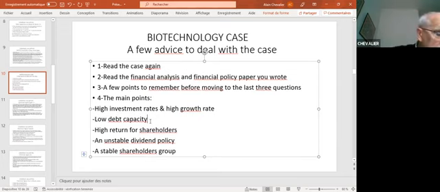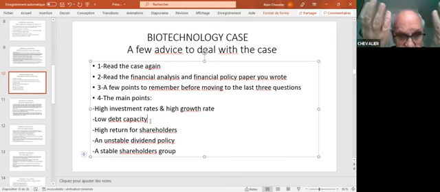It seems at the moment they have a stable shareholder group. Is it a strength, or is it a weakness, or is it both? Because you have a group to control a majority, but also perhaps they don't have enough financial resources to bring the necessary equity to the company. So how to solve this problem? These are the main points.